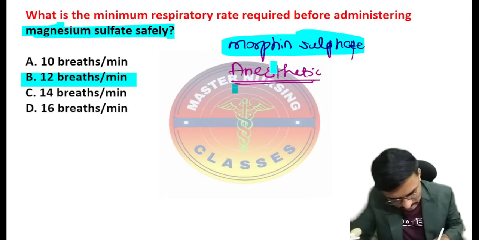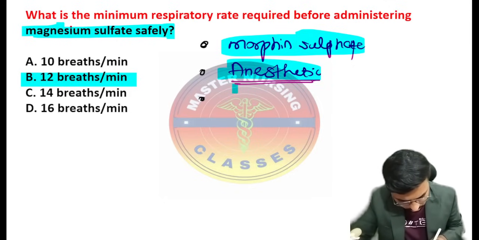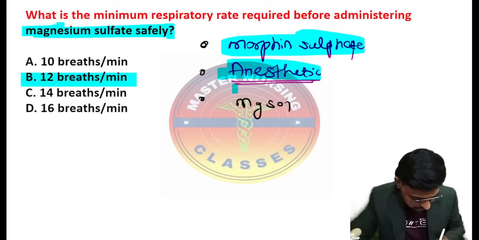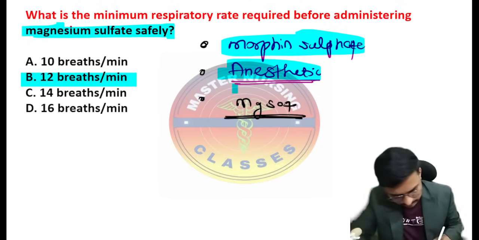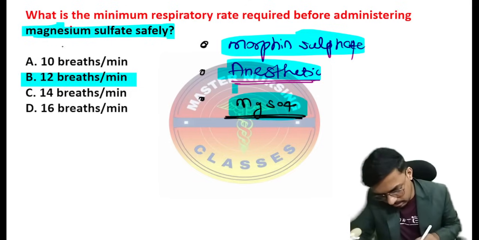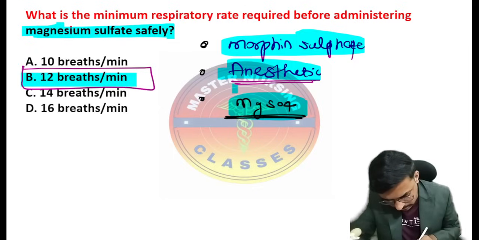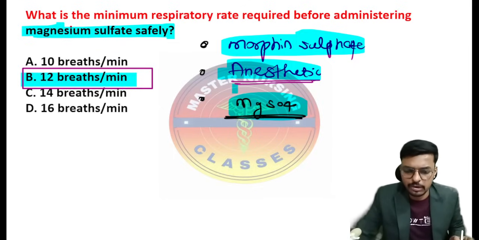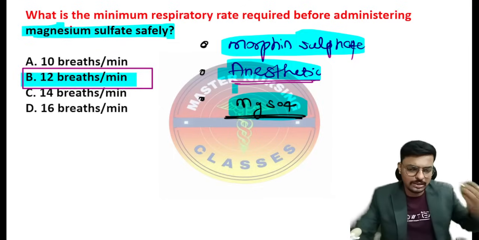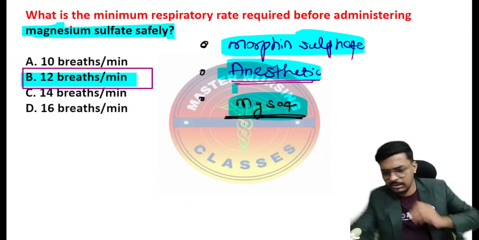Okay, along with this, very, very importantly, please do remember: MgSO4, if it reaches toxicity, also has the ability to cause respiratory depression. Before administration of the MgSO4, we need to monitor the respiratory rate. If it is above 12, then only we will administer. If it is below 12, we will not administer.